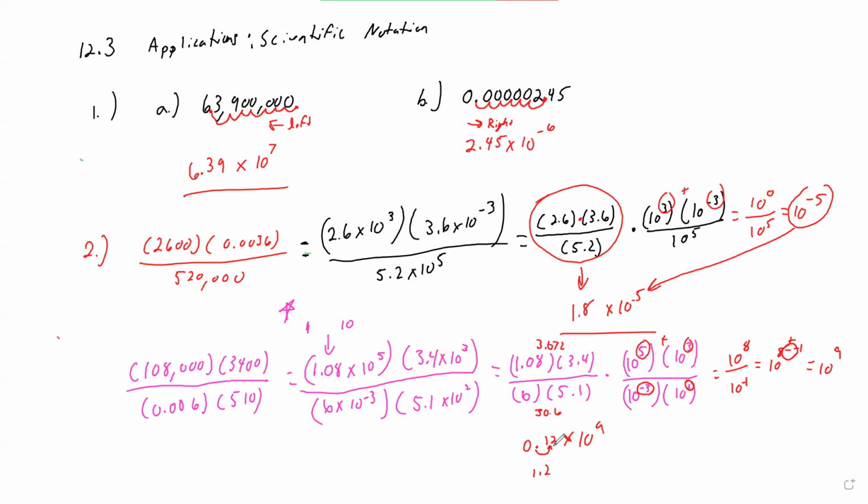But how many times did I go to the right? Once. I just have to subtract 1 from that value now. And so now I get times 10 to the 8th power. So that's one way to try to trick you.